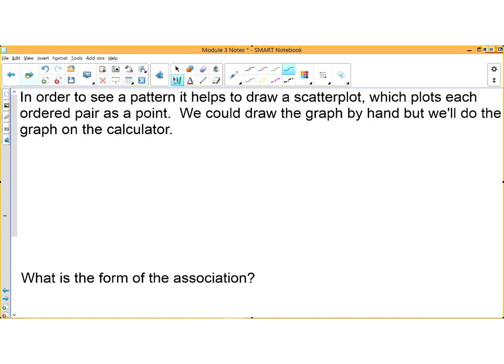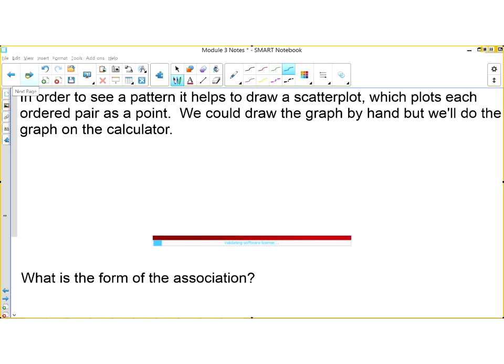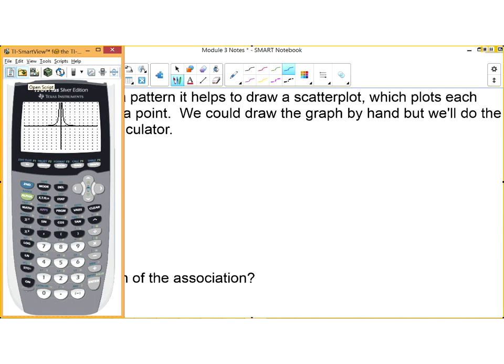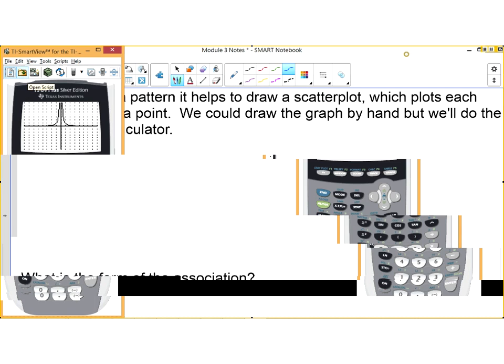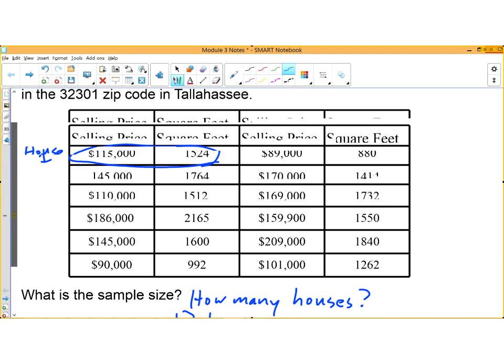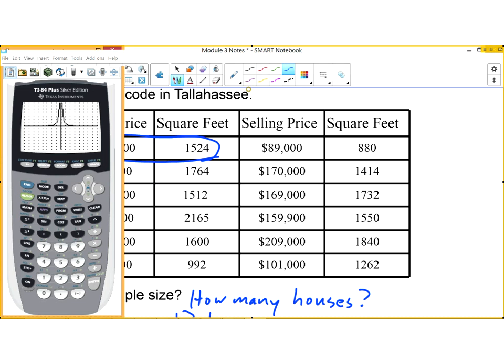Okay, so in order to see a pattern, it helps to draw a scatter plot, which plots each ordered pair as a point. We could draw the graph by hand, but we're going to do it on the calculator. So I'll pull up my calculator. What you're going to see is my calculator. Let me go back to the previous page and then pull up my calculator so I can type this data in.